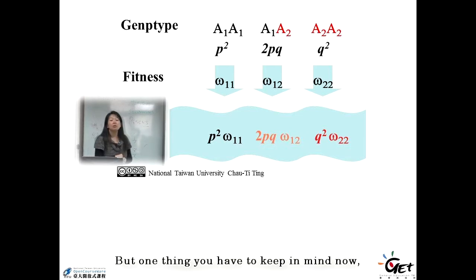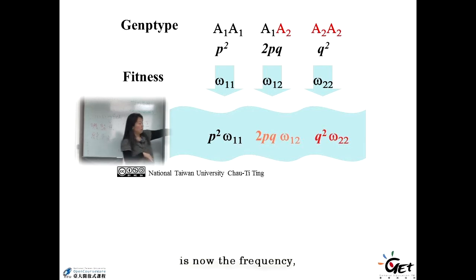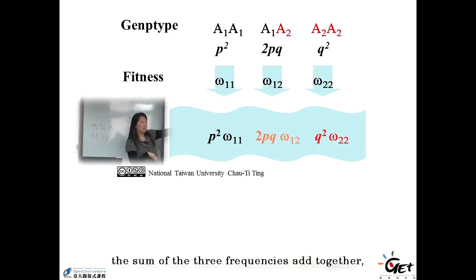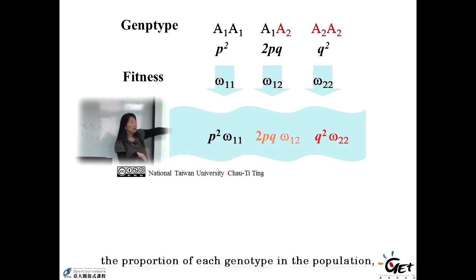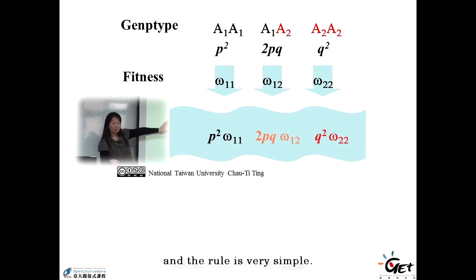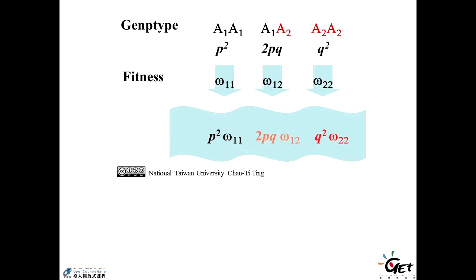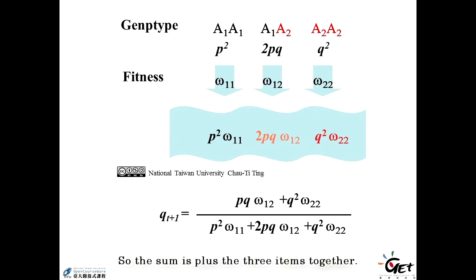But one thing you have to keep in mind is that now the sum of the three frequencies added together is not equal to 1. So you have to recalculate the proportion of each genotype in the population. And the rule is very simple: you divide by the sum. The sum is adding the three items together, and that's the sum of the total proportion.